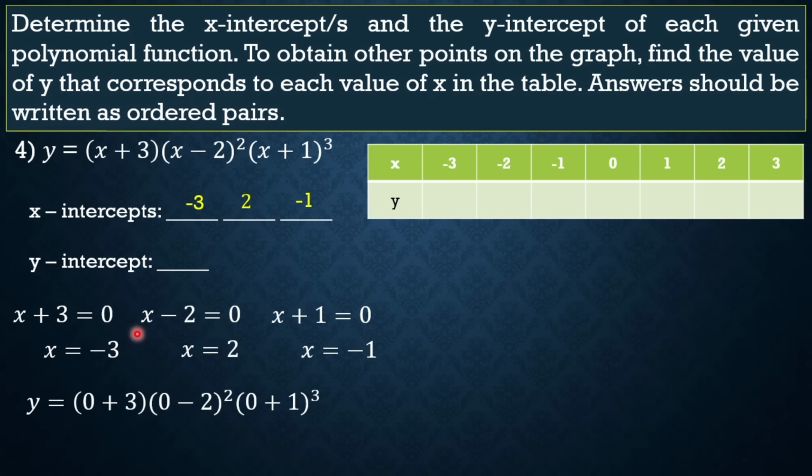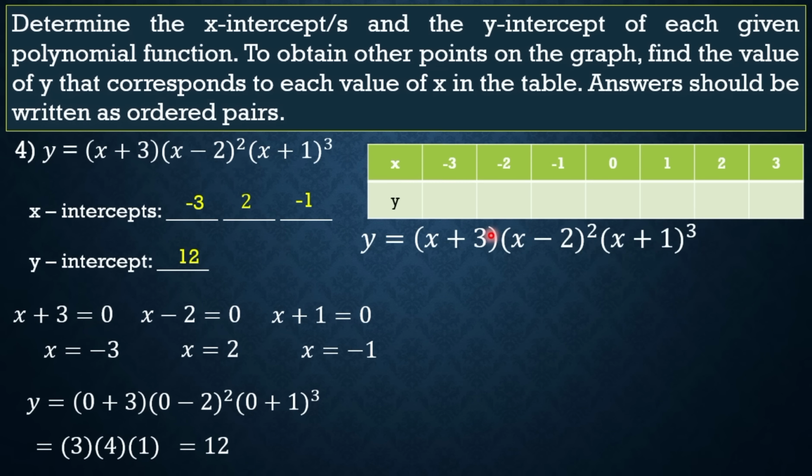And to solve for y-intercept, ang gagawin lang naman, palitan natin ng 0 yung mga x natin, then simplify. The answer is 0 plus 3, 3. 0 minus 2, that is negative 2. Negative 2 times negative 2, since naka-squared, that is 4. 0 plus 1, that is 1. 1 times 1 times 1, the answer is 1. So, 3 times 4 times 1, that is 12.